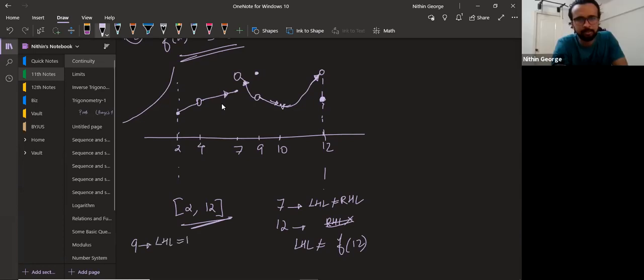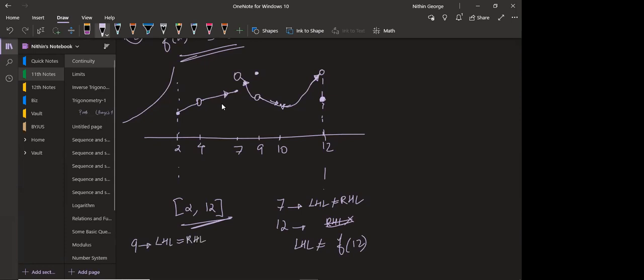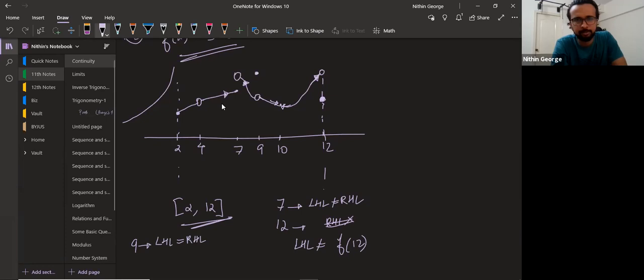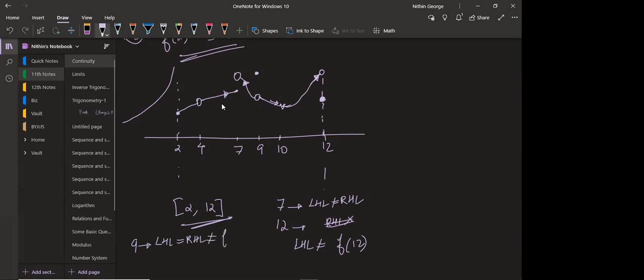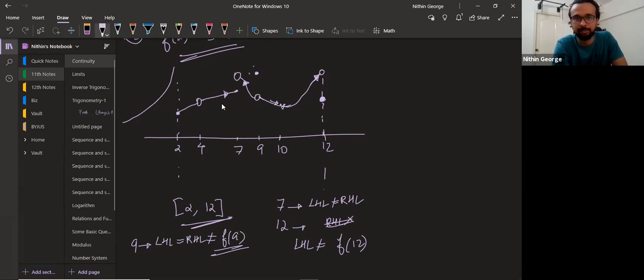LHL, is it equal to RHL? Yes, sir. What's the problem here? It's not equal to the value of the function at the point 9. It's coming here. Can you see it, all of you? The value of the function is there on top, but it's not towards the same value of the limit. So you say at the point 9, it is discontinuous.